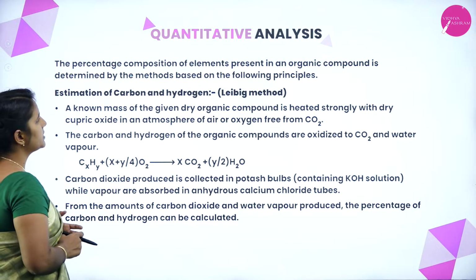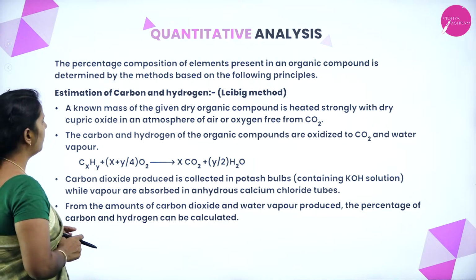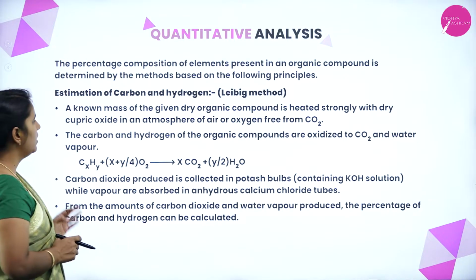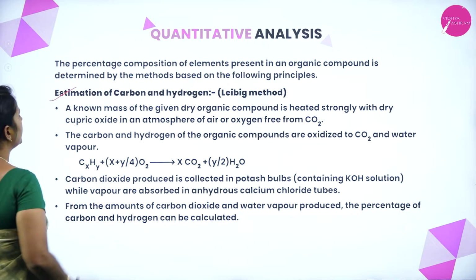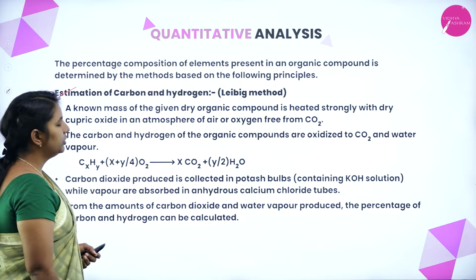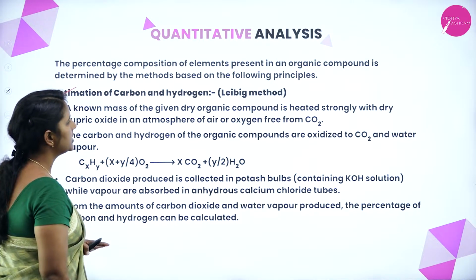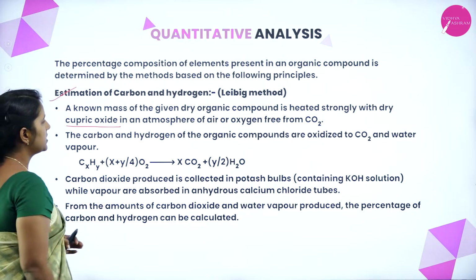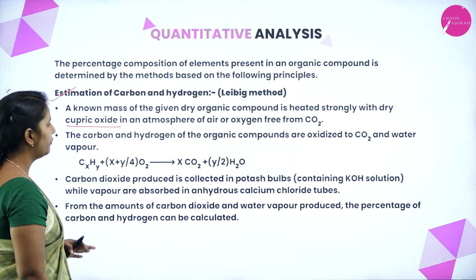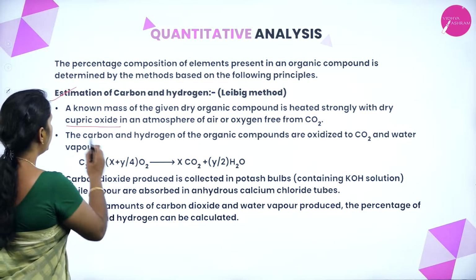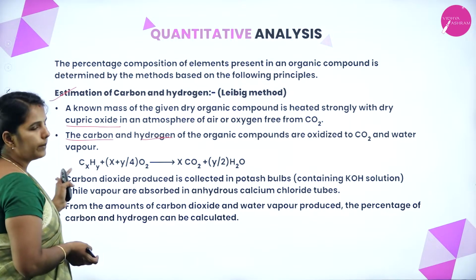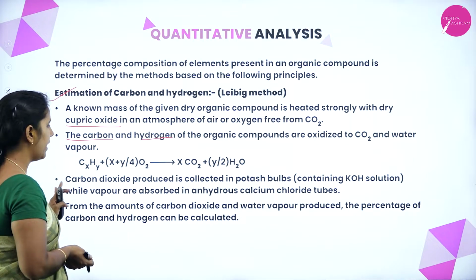The percentage composition of the elements present in the given organic compound is determined by different methods based upon the following principles. The first one is the estimation of carbon and hydrogen by Liebig's method. Okay. Here a known quantity of the given organic compound is heated with cupric oxide in atmospheric air and oxygen which is free from carbon dioxide. The carbon and hydrogen present in the compound get oxidized to produce what? Carbon dioxide and water respectively, as we have already learned.